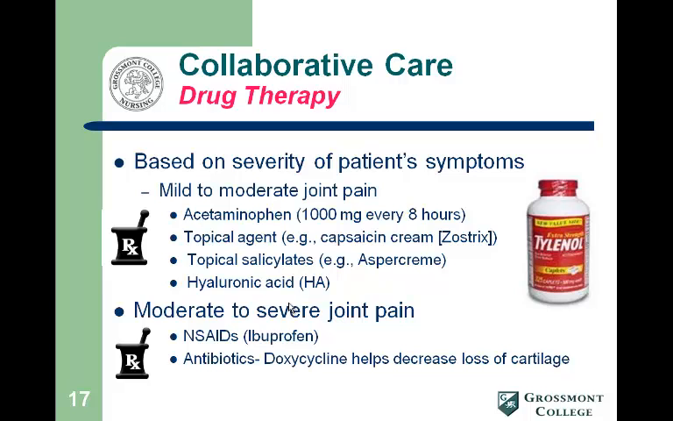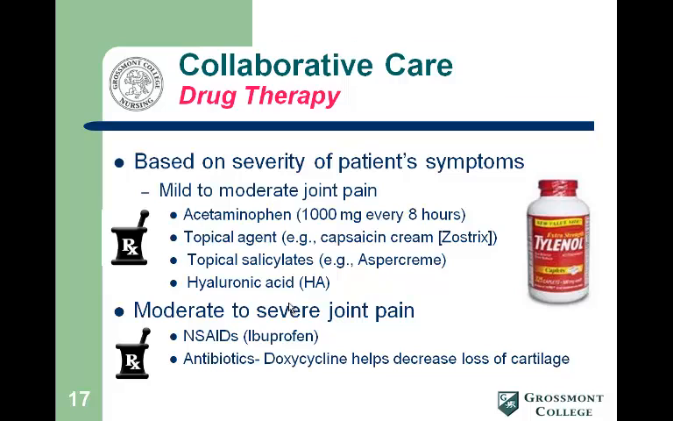Okay, they may also use some topical agents. There's Aspercreme, which is an aspirin-based rub. It's a salicylate. And then capsaicin. This is a cream that is made from capsicum, which is derived from a hot pepper. It's very hot. It warms up the area that you put it on, and it kind of feels good. It can help. And then hyaluronic acid is another thing.